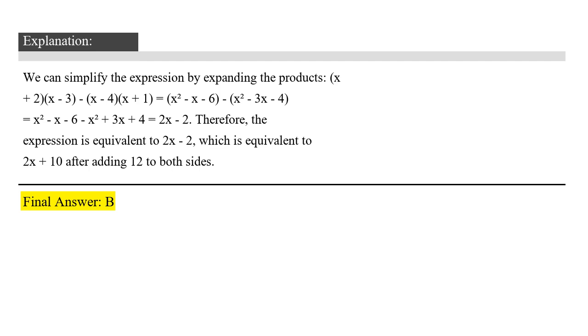We can simplify the expression by expanding the products. (x+2)(x+3)(x+4)(x+1) equals x squared plus 6x plus x squared plus 3x plus 4 equals 2x². Therefore, the expression is equivalent to 2x², which is equivalent to 2x plus 10 after adding 12 to both sides.